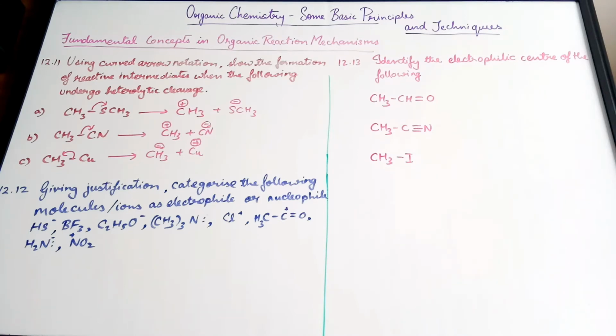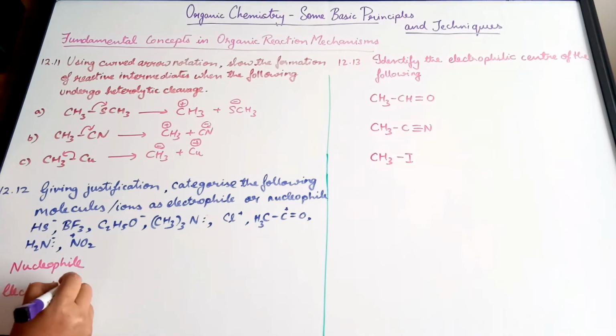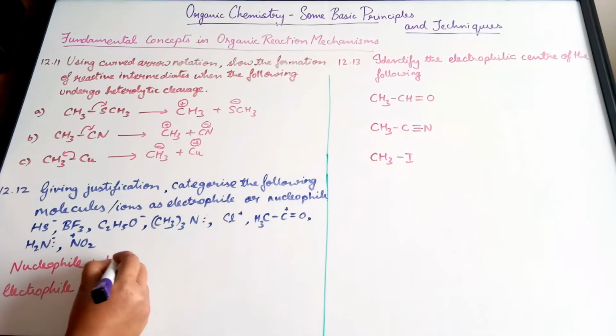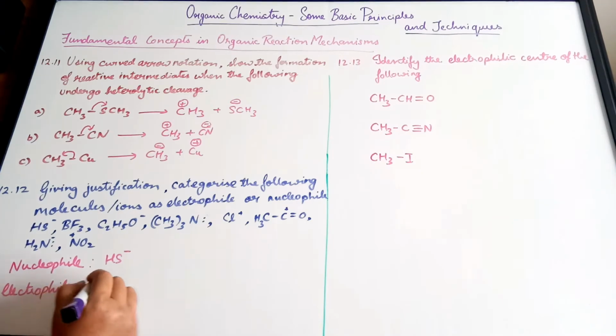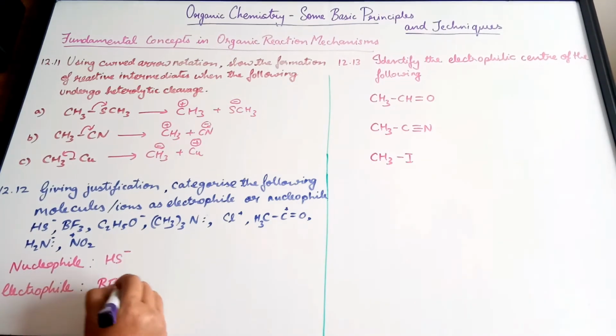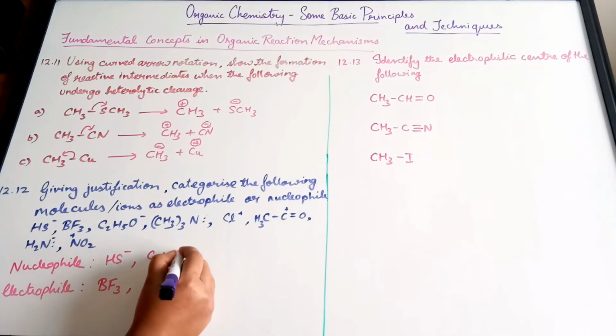So let's start. HS minus is a nucleophile, because it has a minus charge. BF3 we know is a neutral electrophile because the boron's octet is not completely full, so it's electron deficient. Next, C2H5O minus has a negative charge, so it is a nucleophile.